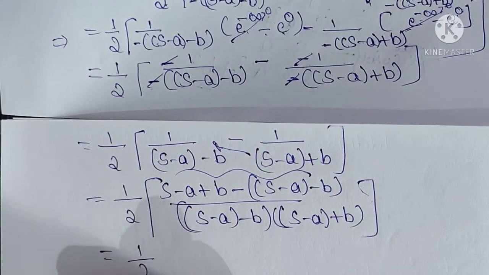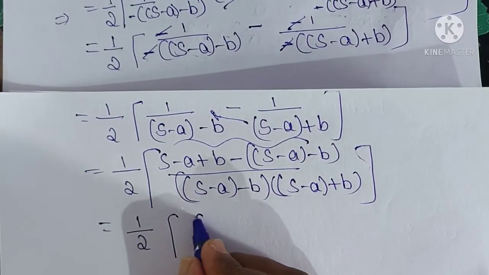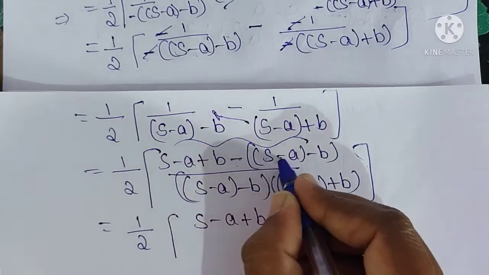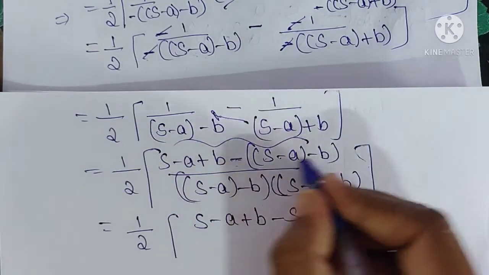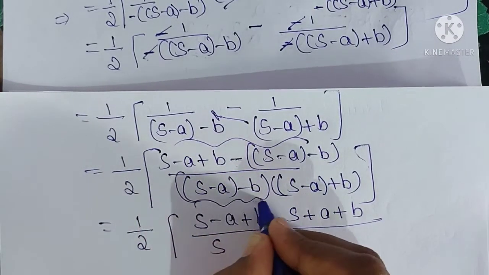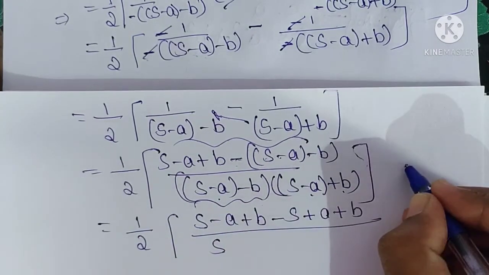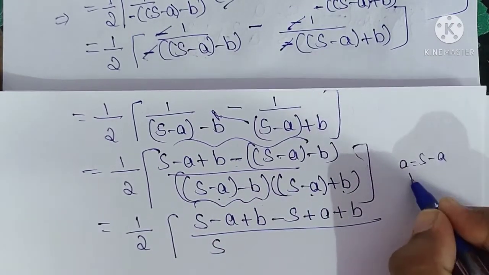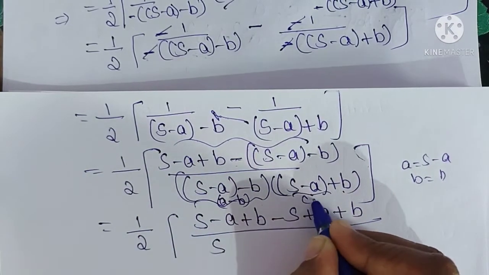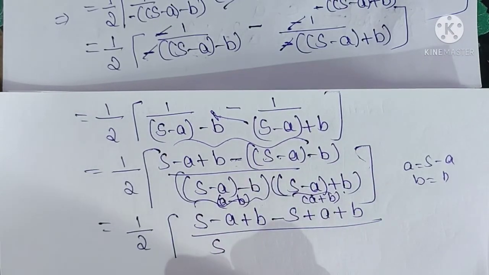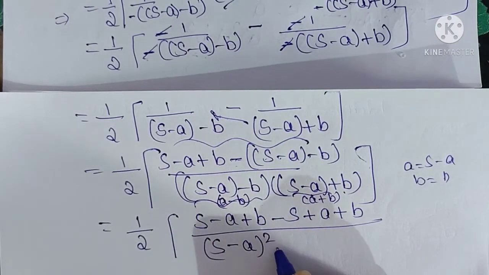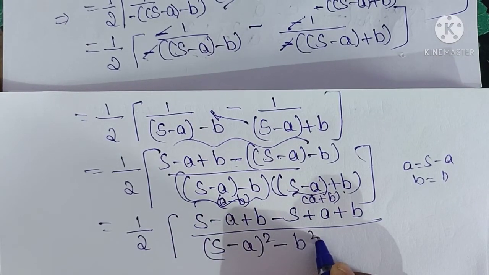Simplification: 1 by 2 into [(s minus a) plus b minus (s minus a) minus b] divided by... This is of the form (a minus b) into (a plus b). Here A is s minus a, and b is b. A minus b into a plus b is a square minus b square. Here a means s minus a, so we get (s minus a) whole square minus b square.